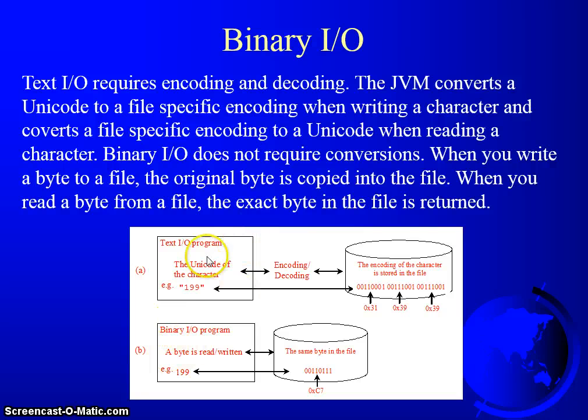Now, if you don't do it through text I/O and you do it through binary I/O, you cut that part off, the encoding and decoding. So that makes it more efficient. Like 199, you just write 0xC7. 0x stands for hexadecimal. Okay, right there.